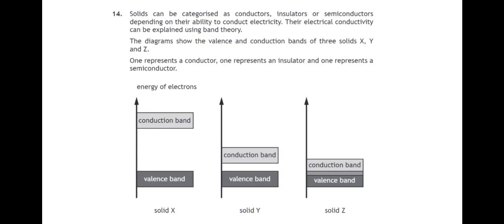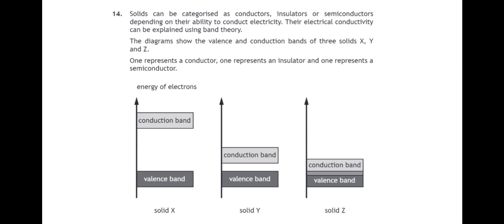Solids can be categorized as conductors, insulators, or semiconductors, depending on their ability to conduct electricity. Their electrical conductivity can be explained using band theory. The diagrams show the valence and conduction bands of three solids, X, Y, and Z. One represents a conductor, one represents an insulator, and one represents a semiconductor. So there you can see a diagram of X, Y, and Z.